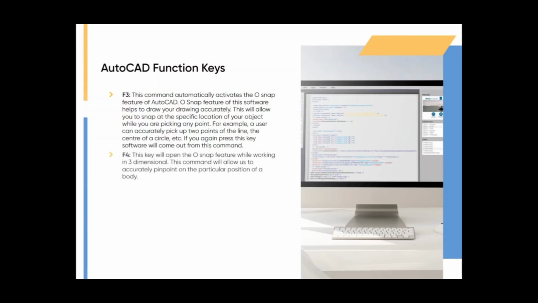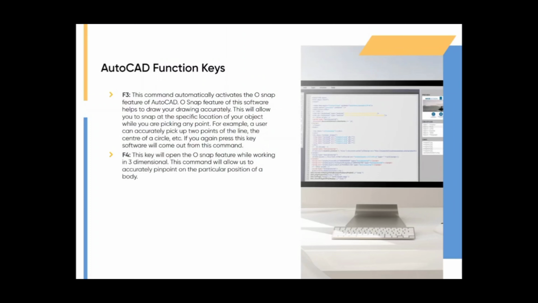F3. This command automatically activates the OSnap feature of AutoCAD. OSnap feature of this software helps to draw your drawing accurately. This will allow you to snap at the specific location of your object while you are picking any point. For example, a user can accurately pick up 2 points of the line, the center of a circle, etc. If you again press this key, software will come out from this command.